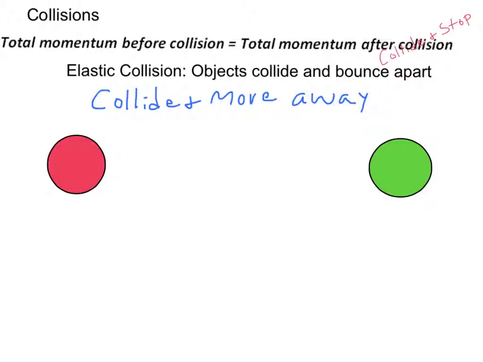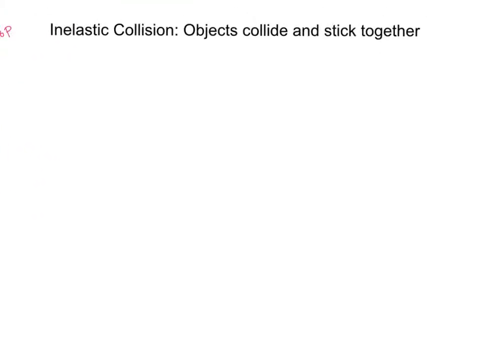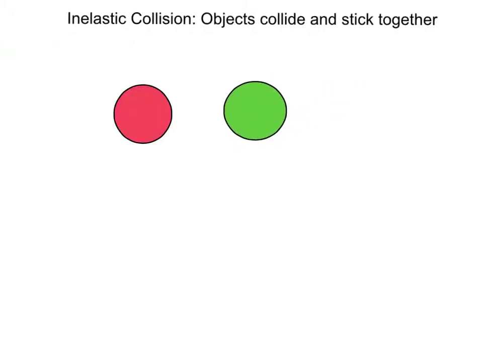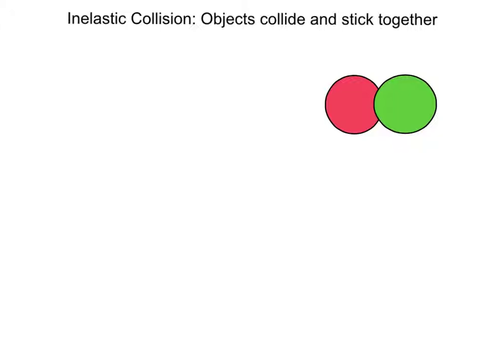However, if their masses are different, they will not trade velocities. When it comes to problem solving, we're going to have to pay attention to the direction of velocities and assign appropriate positive and negative directions. All right, so now let's talk about inelastic collisions. In inelastic collisions, objects collide and stick together. So in this case, we might start with the green mass at rest, the red mass comes in, and they collide and then move together with some common velocity.